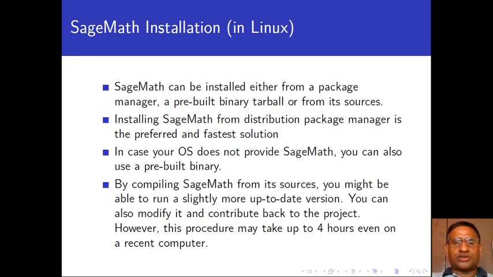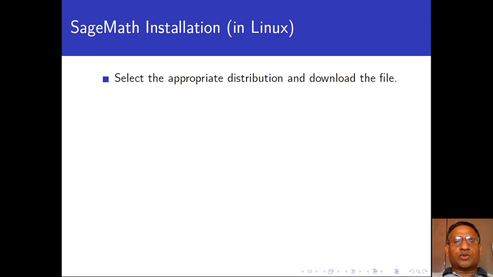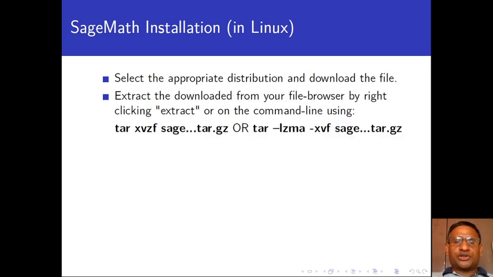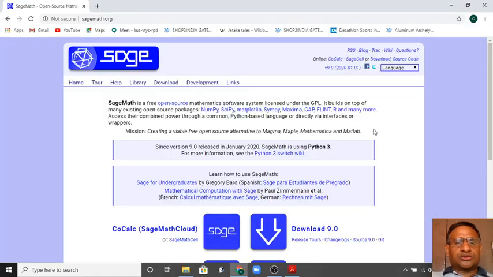on faster computers. So suppose you want to install Sage from a tarball or binary file. First you need to download this file from the SageMath official website. First you need to decide what your computer's distribution is, and based on that you can choose the appropriate file. So let me show you by going to the official Sage website. So this is the official Sage website, sagemath.org.